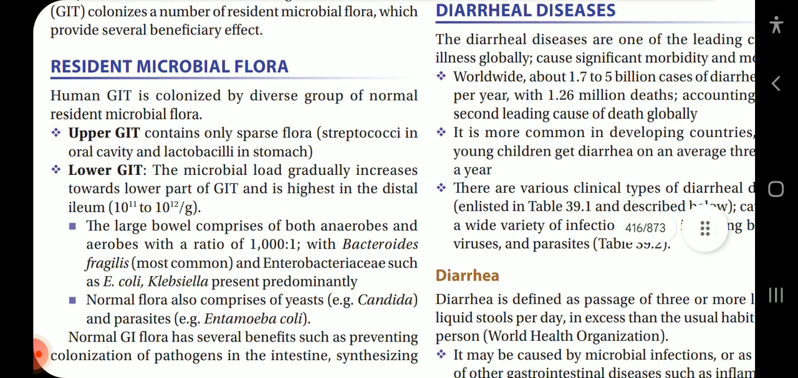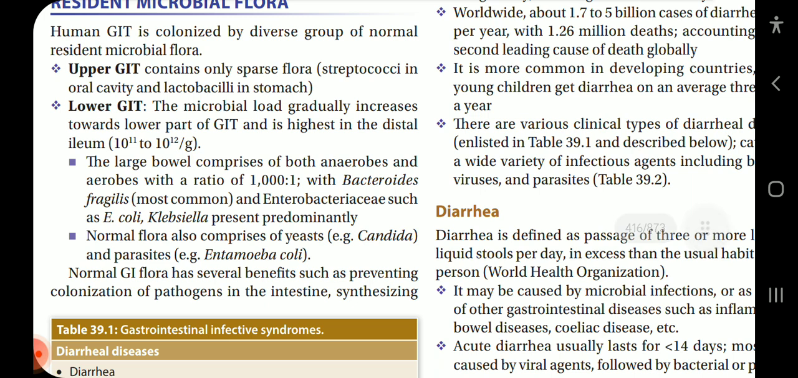So let's talk about the resident microbial flora. The human GIT is colonized by a diverse group of normal resident microbial flora. The upper GIT contains only sparse flora: streptococci in the oral cavity and lactobacilli in the stomach. In the lower GIT, the microbial load gradually increases towards the lower part and is highest in the distal ileum, 10 to the power 11 to 10 to the power 12 per gram.